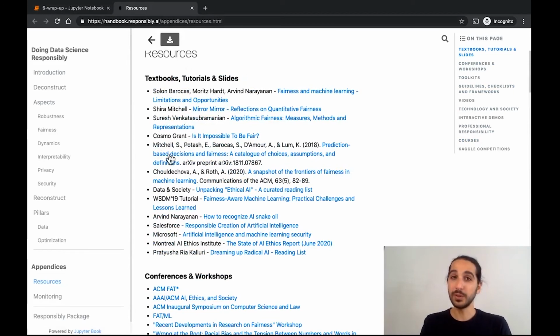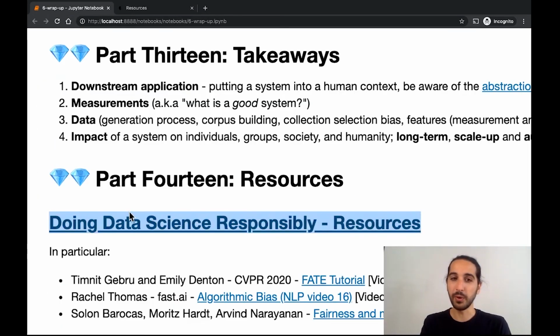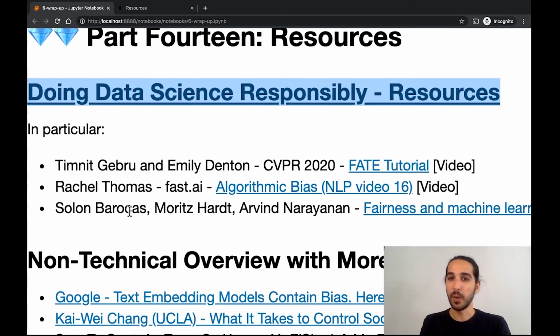Out of all these resources, I really picked four that I think are great. One is the FATE tutorial, Fairness, Accountability, Transparency and Ethics, from CVPR, a computer vision conference, which I think is really good. It's not hands-on and doesn't go into technical details as we did right now. But it goes backward and gives a really nice overview. It's presenting a topic, like a tutorial in the academic sense.